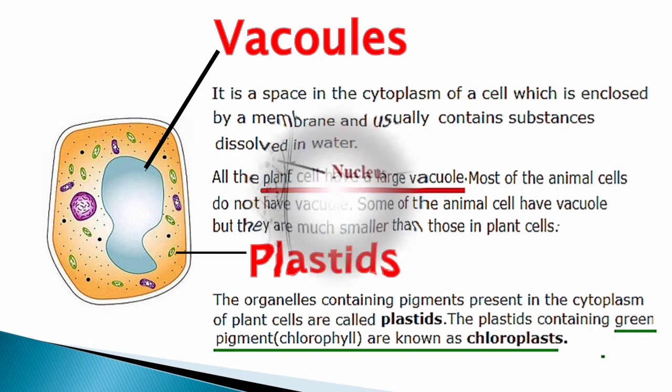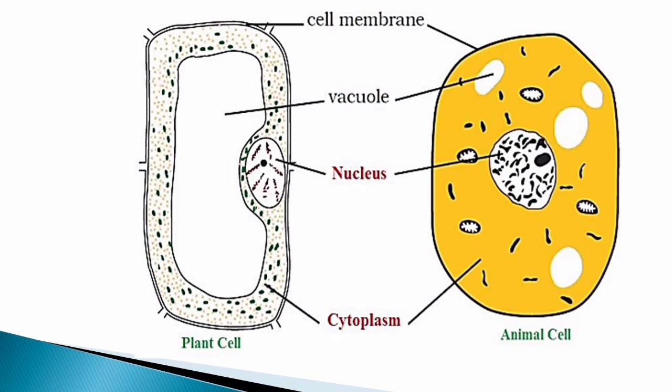Hope you are now clear with the different parts of a cell. A cell basically contains three main parts: cell membrane, cytoplasm and nucleus, and other smaller organelles which are present in the cytoplasm includes vacuole, plastids, mitochondria, Golgi apparatus, etc. You will learn more about these organelles in your higher classes.